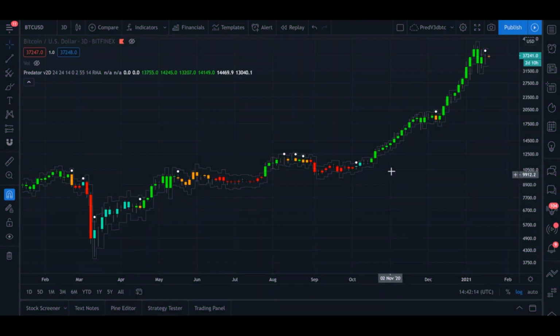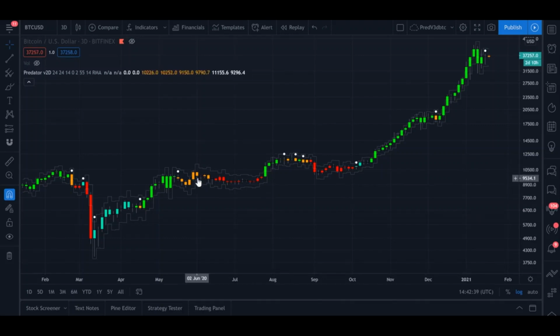So for example, if we were leverage trading, we might want to go leverage long here when we see the bright green candles. And just looking back here at the Bitcoin price action, you can see these candles told us to go long here at the start of October around $10,000 for Bitcoin, and they allowed us to ride the trend all the way up to $40,000.